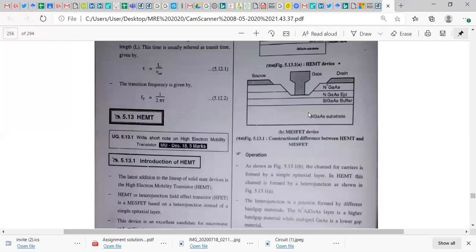This is the basic construction. A GaAs substrate, over which a GaAs layer is grown, over which an N type layer is grown, over which an N plus layer is deposited. Then metals are deposited to make the contacts: source, gate, and drain. This gate is directly connected to the N type GaAs layer. It forms a Schottky contact.